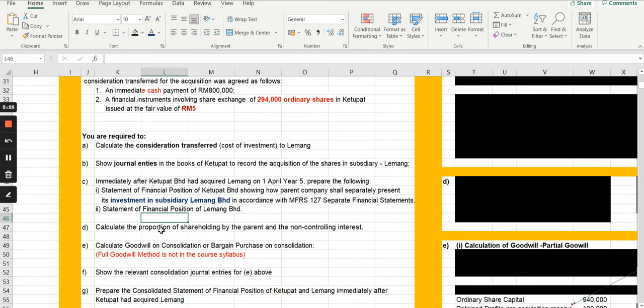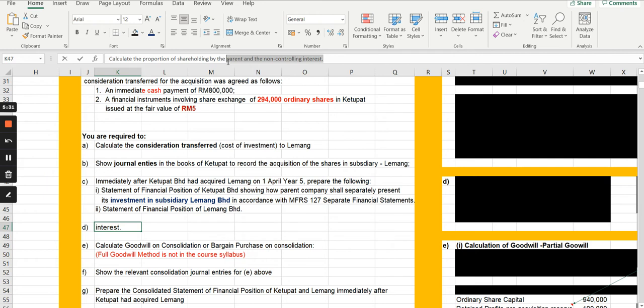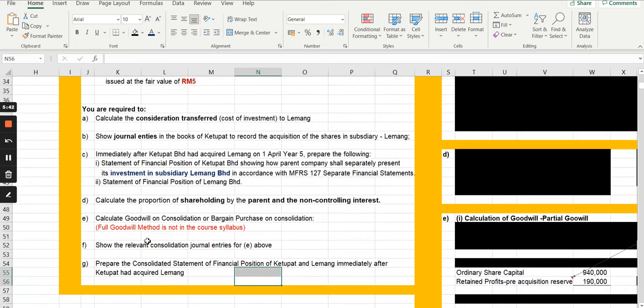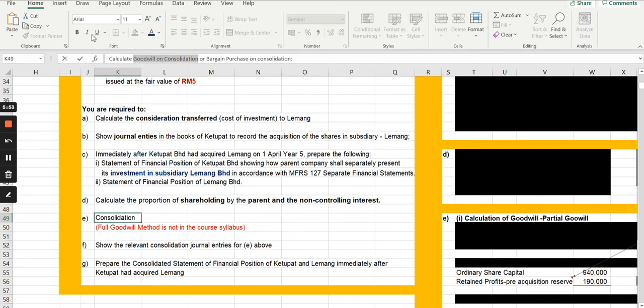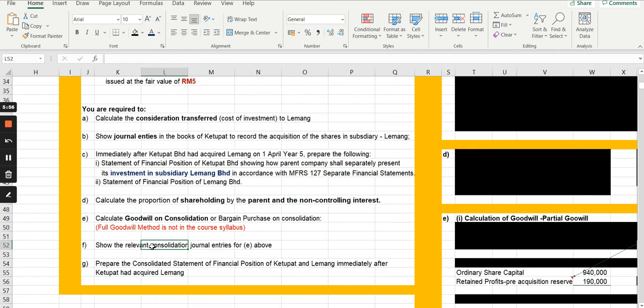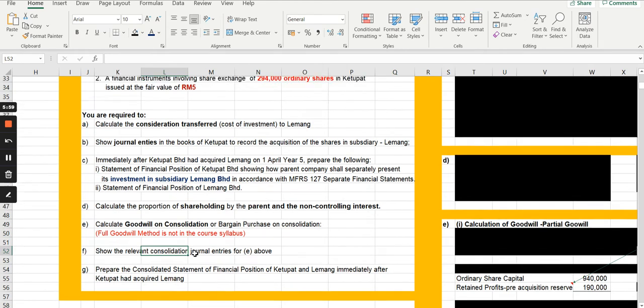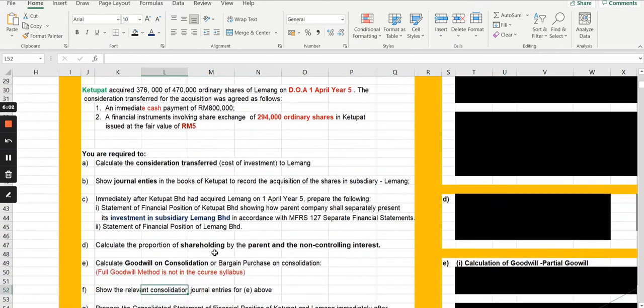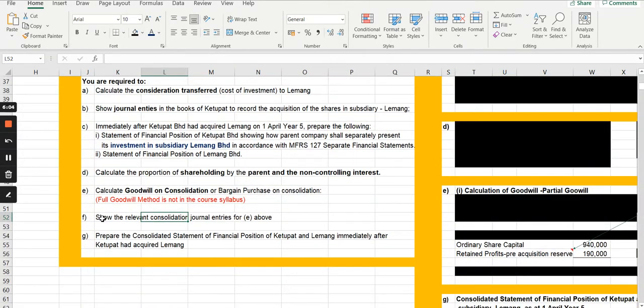Then, to calculate the proportion of shareholding by parent and by non-controlling interest. Right, we're gonna do that. Next, you're going to calculate the goodwill on consolidation and if there is any bargain purchase. But today, no bargain purchase. We're just going to calculate the goodwill because there seems to be some amount that was issued which is perhaps higher than the fair value of net asset.